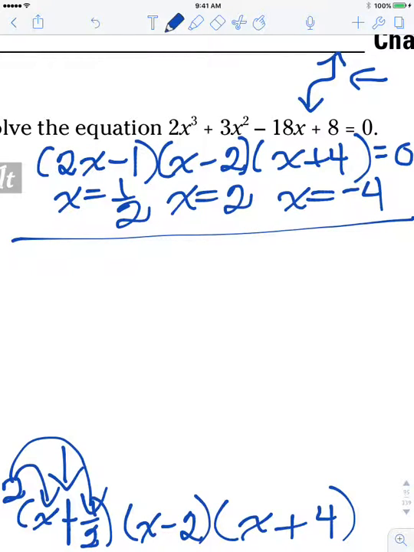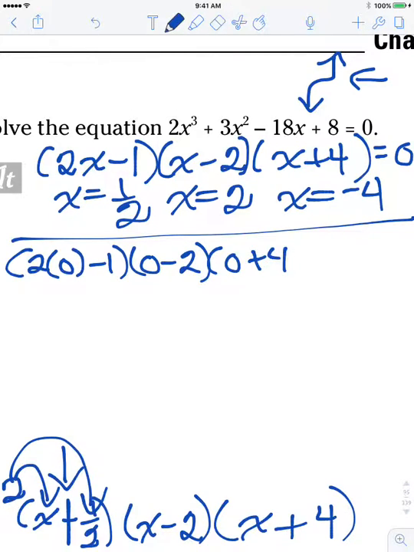Next, my y-intercept. And my y-intercept is when x is 0. So that's going to be 2 times 0 minus 1, times 0 minus 2, times 0 plus 4. And what's that going to give me? Let's see, -1 times -2, that's positive 2, and positive 2 times 4, that's 8. So that's my y-intercept. Okay, so 0, 8 is that point.